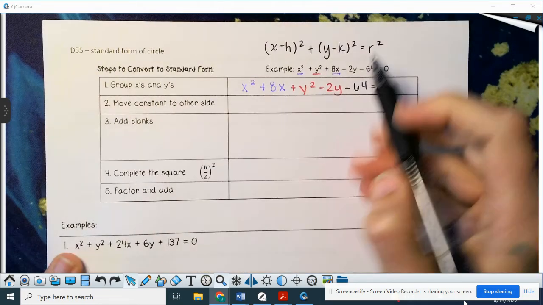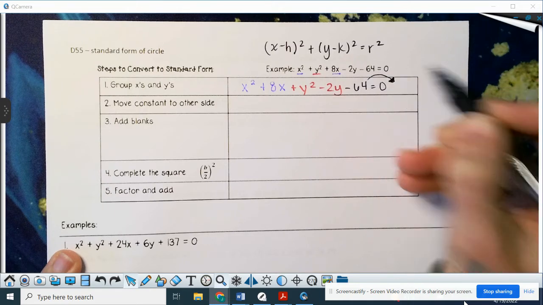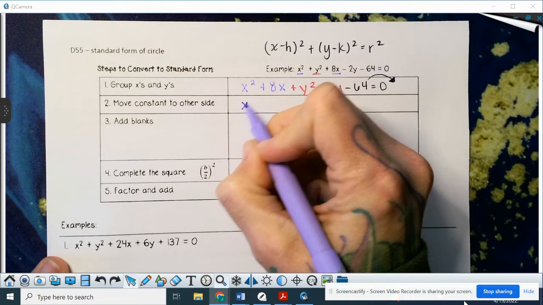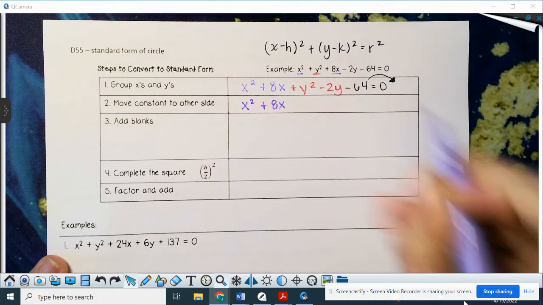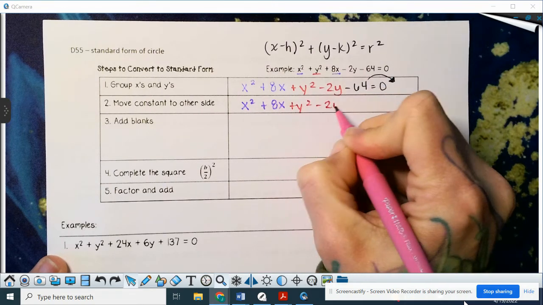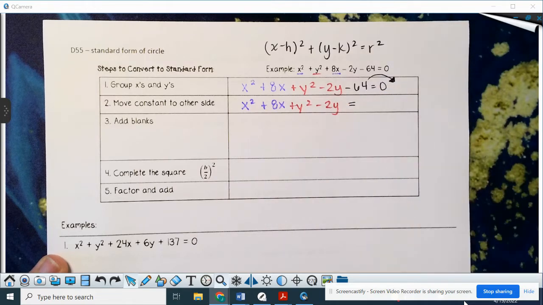So the 64 is going to become a positive 64 on the other side. So that's a remembrance back to like math 1. Make sure you remember that when it switches sides, you have to do the opposite. So y squared minus 2y, and that's going to be equal to a positive 64. That positive 64, because it switched sides.